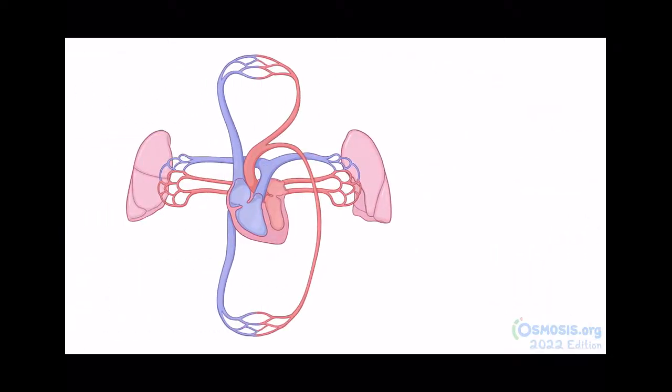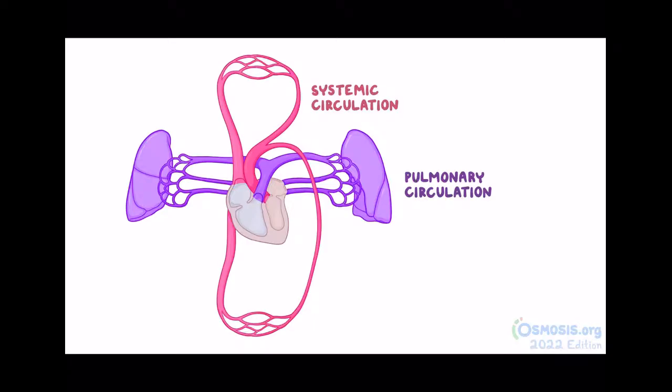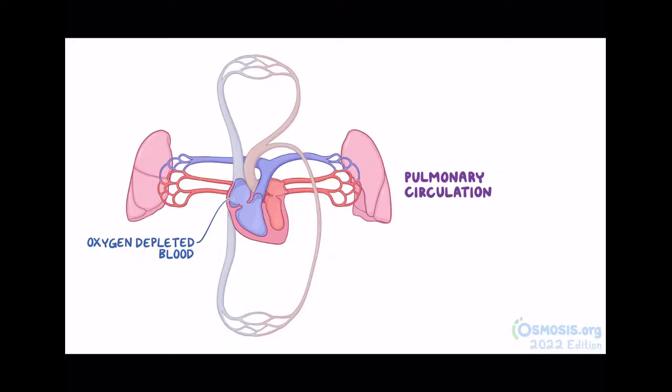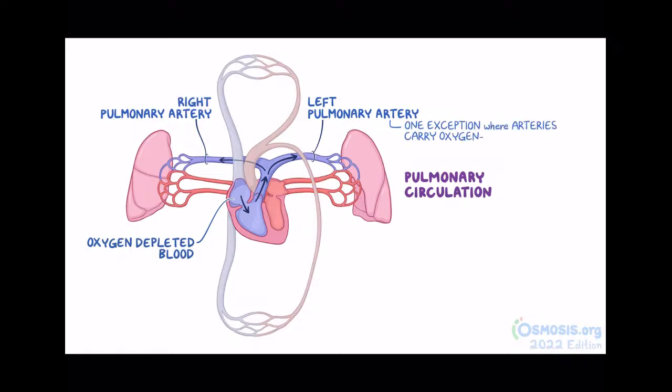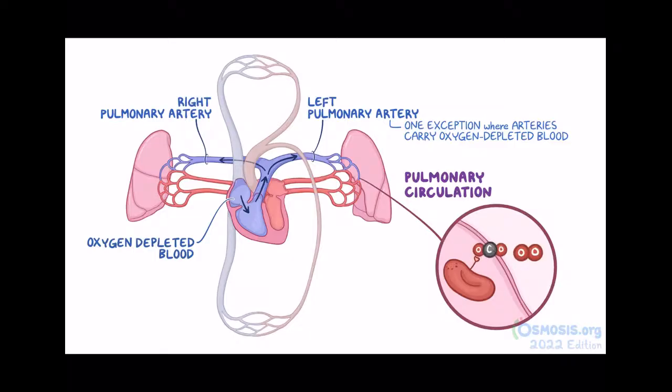Now, there are 2 main networks, called the pulmonary and systemic circulation, that allow for blood circulation between the heart and the tissues in our body. In the pulmonary circulation, oxygen-depleted blood from body tissues runs from the right atrium to the right ventricle of the heart into the right and left pulmonary arteries, which carry the blood into the right and left lungs. This is the one exception where arteries carry oxygen-depleted blood. Here, the blood dumps carbon dioxide and receives fresh oxygen via gas exchange.